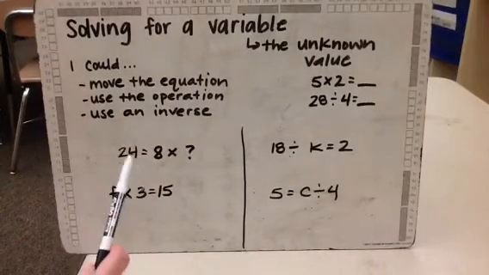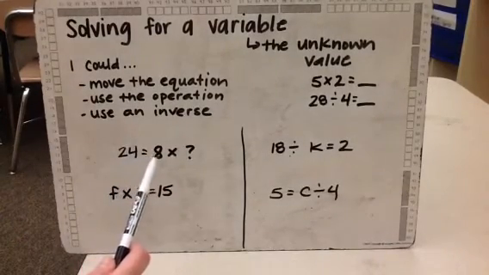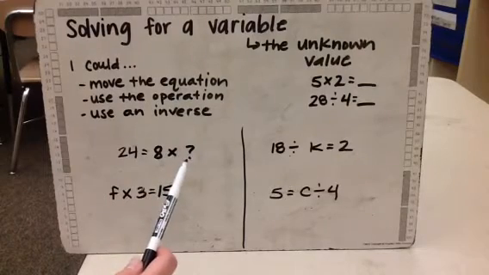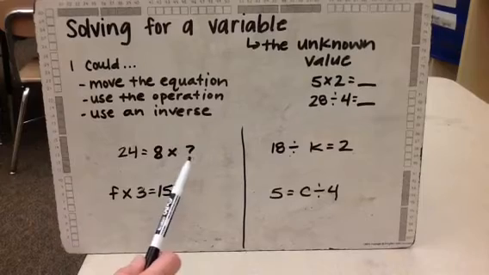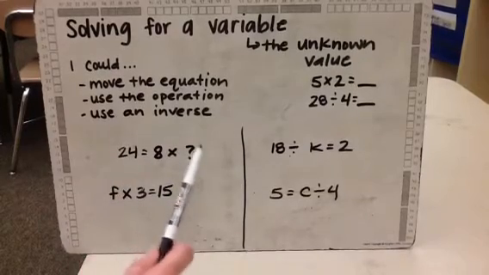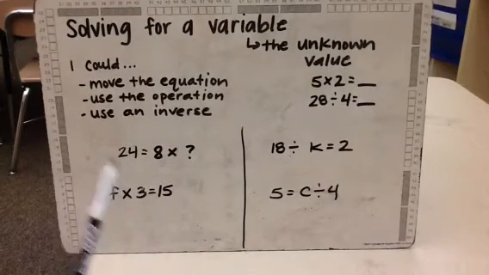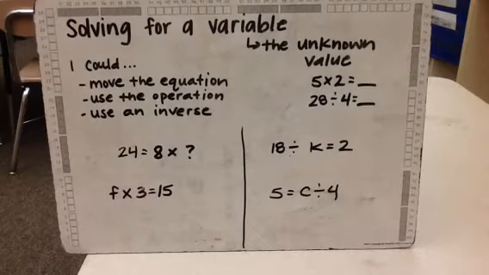So let's look here at our first example. 24 is equal to 8 groups of something here, or 8 times something. So this is my variable. This question mark, this symbol, is my variable. Now, when I look at this, this is not typically how I see multiplication. I'm used to the expression being on the left and the result being on the right. So what I'm going to do is move the equation around so that it makes better sense to me. And that is something you can do, and it's something that I recommend.